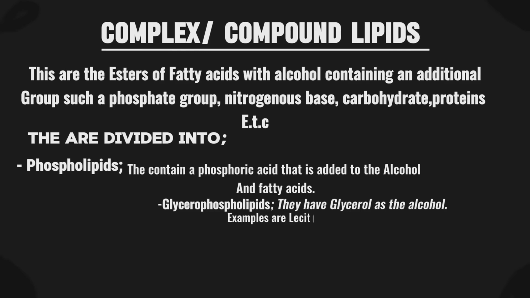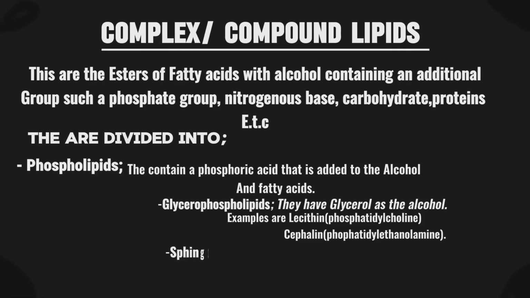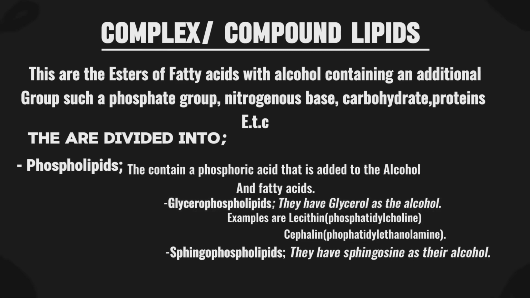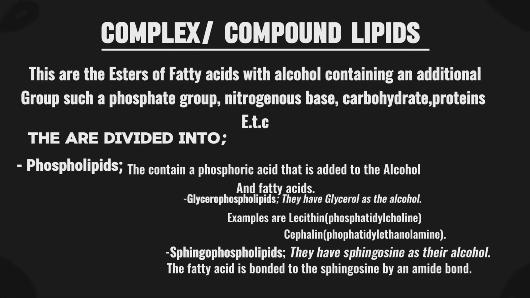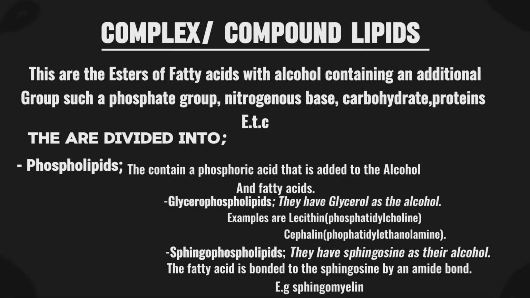Examples of such lipids are lecithin, which is also known as phosphatidylcholine, and cephalin, which is also known as phosphatidylethanolamine. The second type of phospholipid is the sphingophospholipid. In this type of phospholipid, sphingosine is the alcohol, meaning that they do not have glycerol as the backbone, but rather they have sphingosine as the backbone.